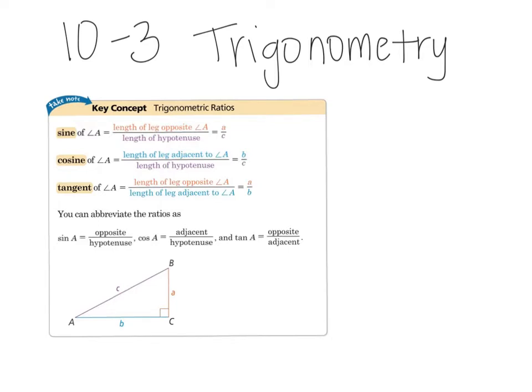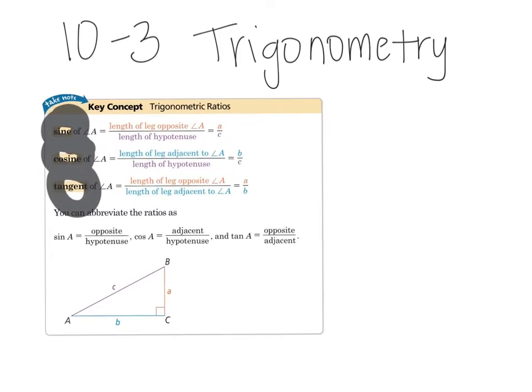For trigonometry, there's three that we need to focus on. That's sine, cosine, and tangent, and you can see those right here. Sine is basically a function, and the sine of A is equal to the length of the leg that is opposite angle A over the length of the hypotenuse. So if you look down here at this bottom triangle, if we're trying to find the sine of angle A, then that's going to be the opposite, which is, in this case, A, over the hypotenuse, which is C, and you can see that right here.